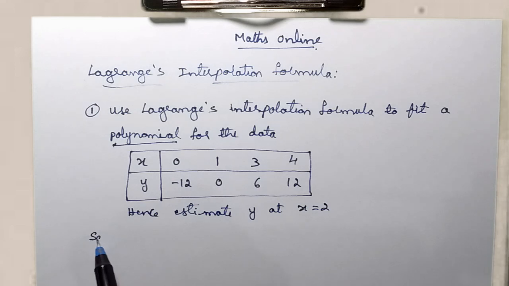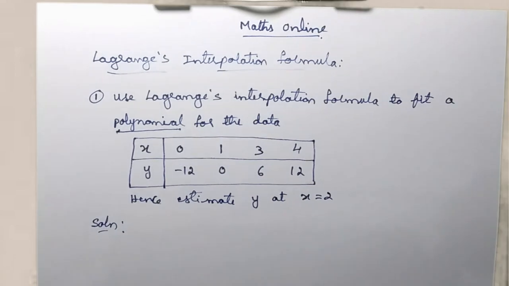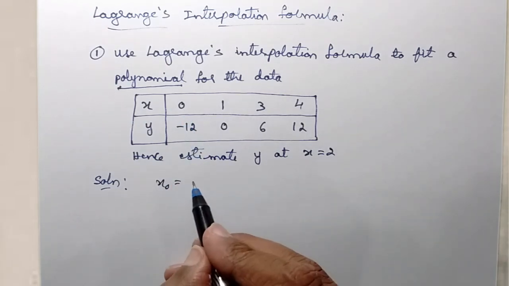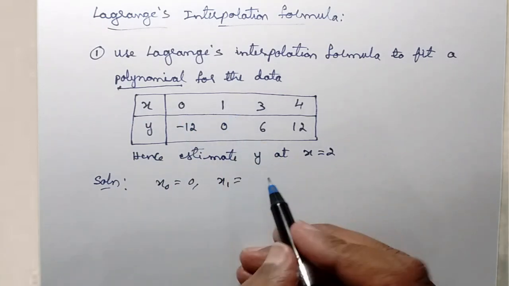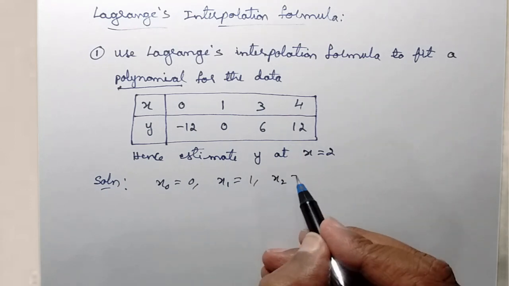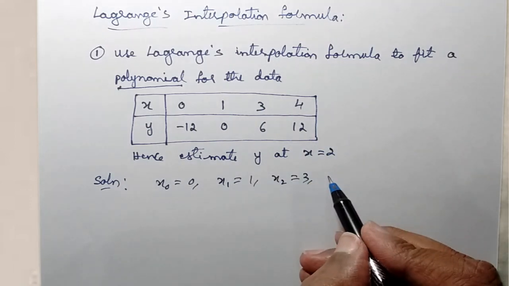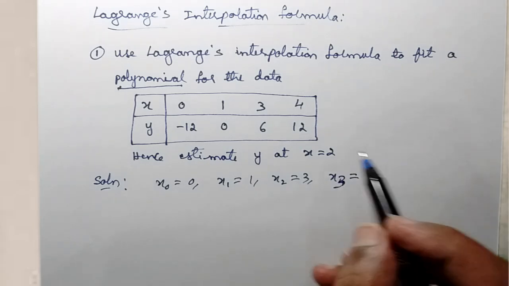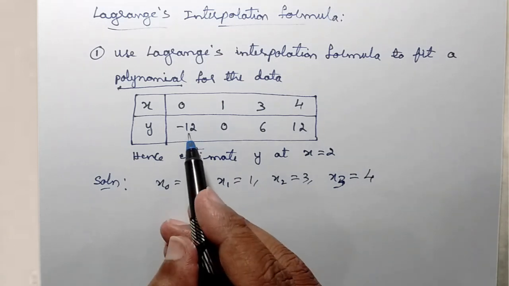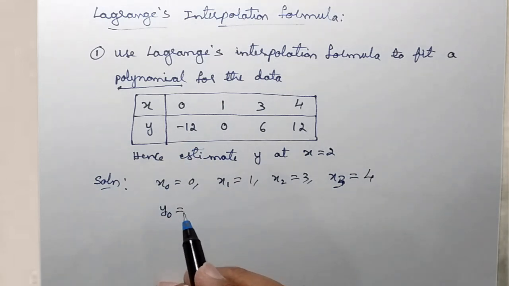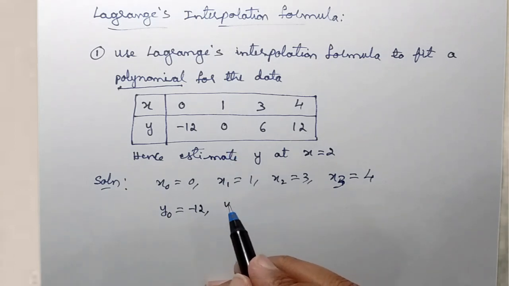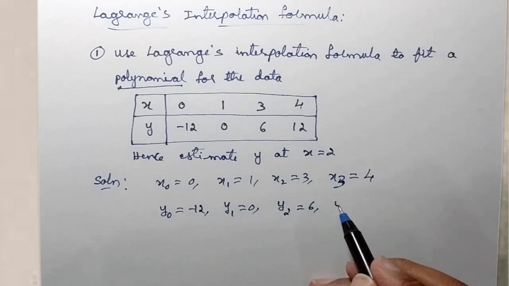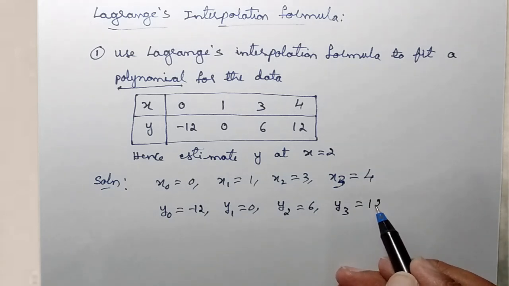So what are the values given? Let me write them down. These are the values of x. The first value x0 is 0, x1 is 1, x2 is 3, and x3 will be 4. Then the y values: y0 will be minus 12, y1 will be 0, y2 will be 6, and y3 will be equal to 12.